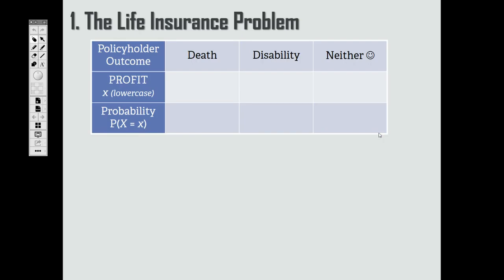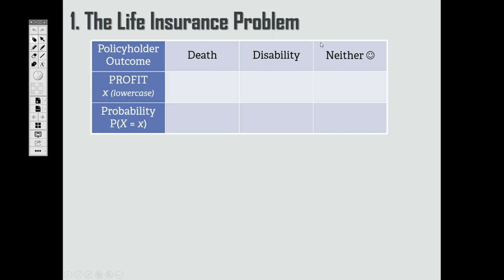All right, so our life insurance problem. When we're looking at this, we can see that we're reading this from the viewpoint of the life insurance company. The life insurance company collects $50 per policy. And in 1 year, if you die, they're going to pay out $10,000. And if you become disabled, they'll pay out $5,000. And if neither happens, then they keep your money. So we're looking at this as profit for the company. So X is profit.